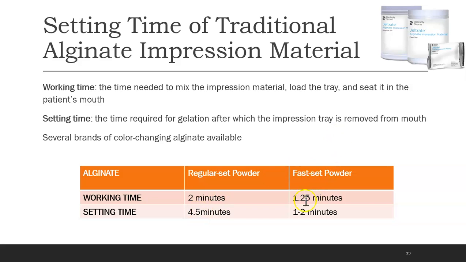But a fast set powder just takes 1 to 2 minutes for it to set. So if you have a gagger, for example, the fast set powder might be great because it doesn't stay in their mouth for too long. Regular set powder can take 4.5 minutes to set. Fast set powder takes 1 to 2 minutes to set.